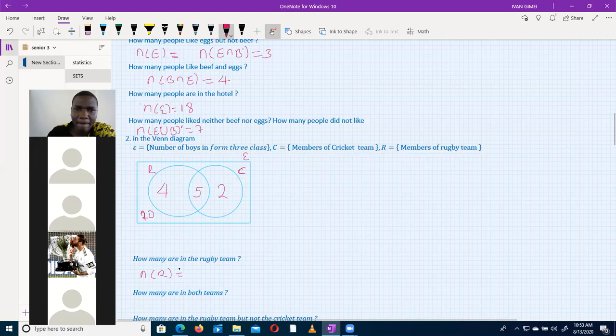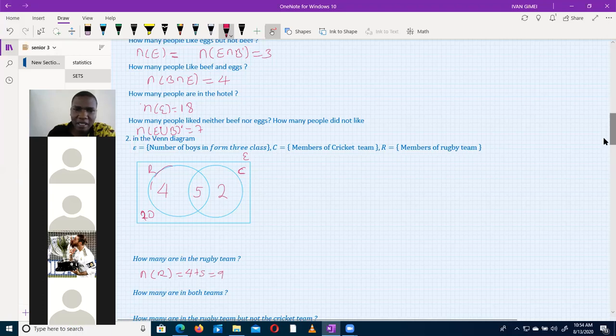How many? 9. There are 9 because the circle of rugby is this one. So we consider everything inside this circle of rugby. So that would be 4 plus 5, which gives us 9.